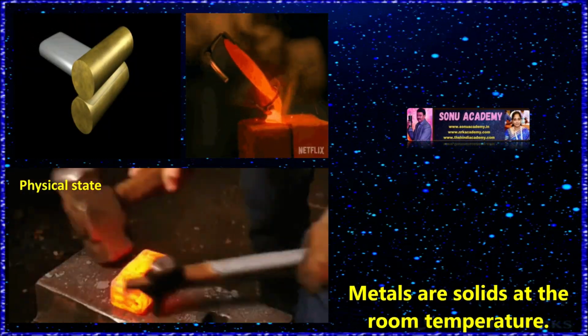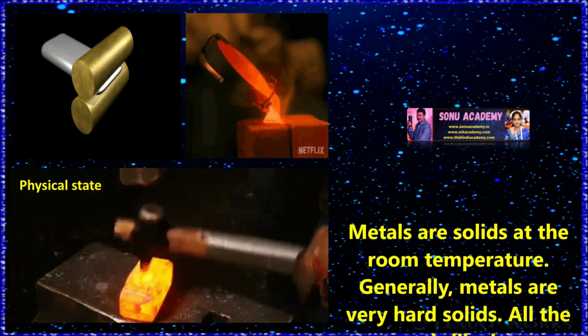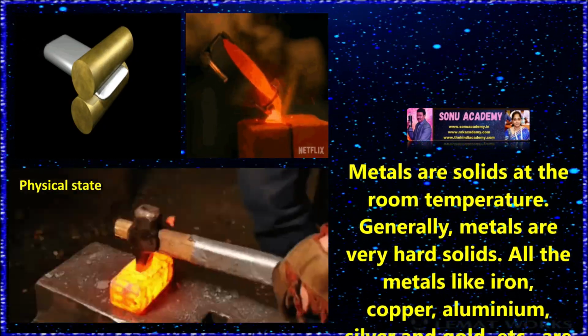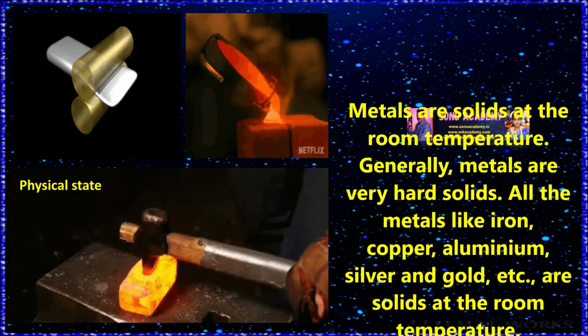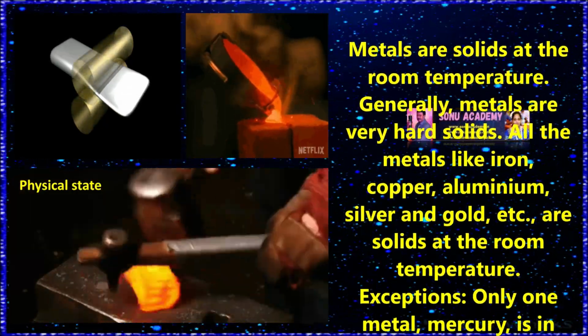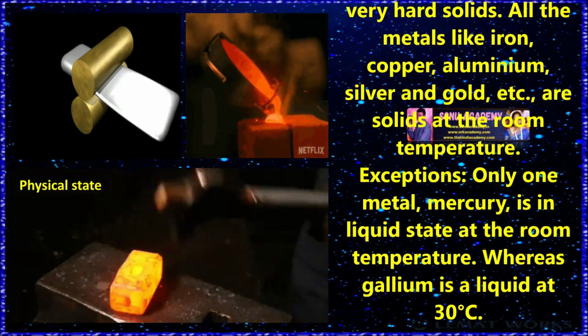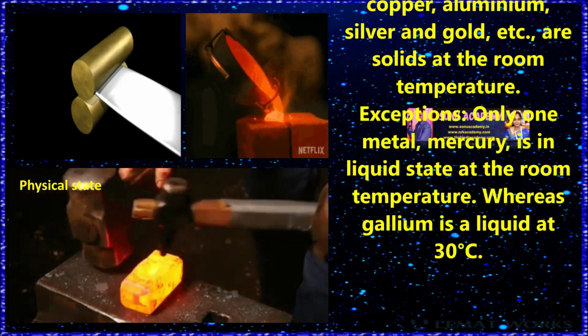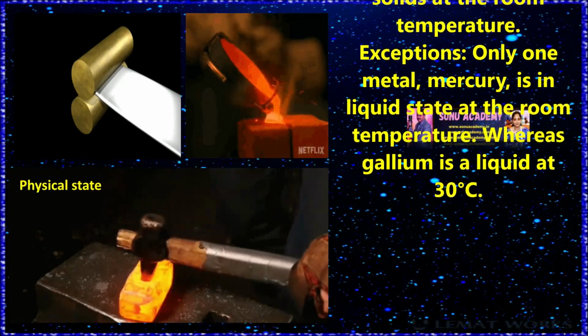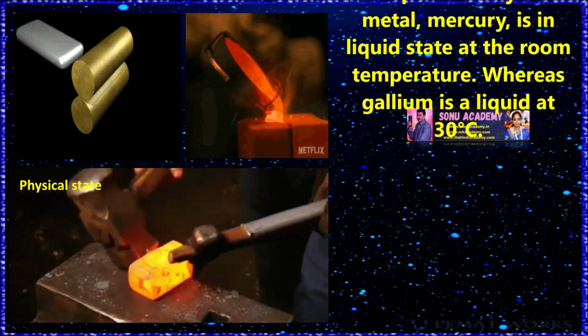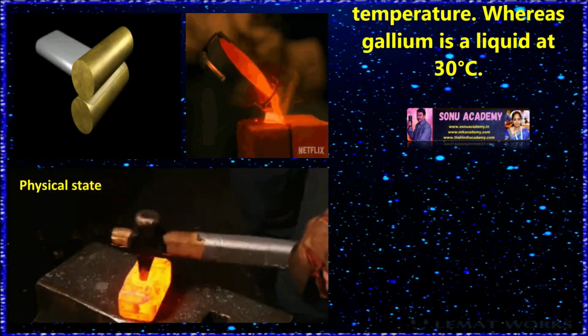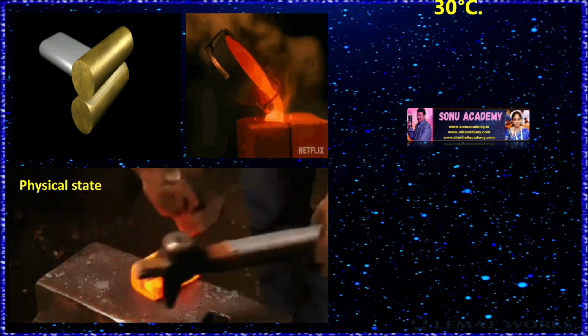Physical state. Metals are solids at room temperature. Generally, metals are very hard solids. All the metals like iron, copper, aluminium, silver and gold etc. are solids at room temperature. Only one metal, mercury, is in liquid state at room temperature, whereas gallium is a liquid at 30 degrees centigrade.